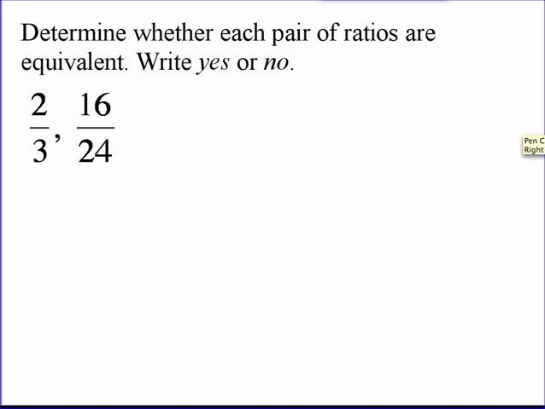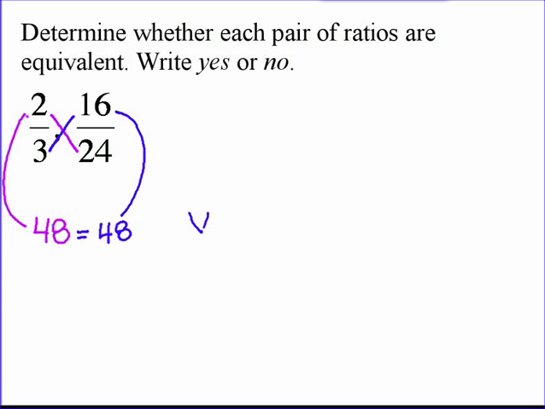I'm going to start here, and take 24 times 2. What is 24 times 2? 48. Then I'm going to come over to this side and do the same thing here. I'm going to take 3 times 16. What is 3 times 16? 48. Are those two numbers equal? Yes. So since those two numbers are equal, these fractions are in fact equal.